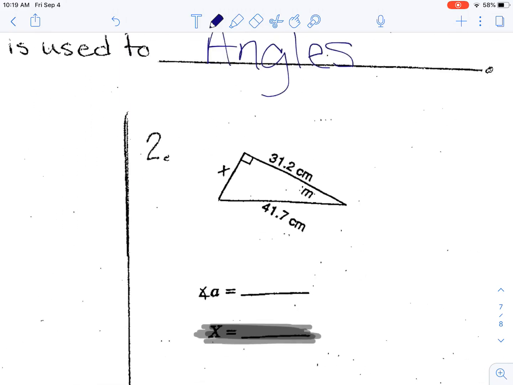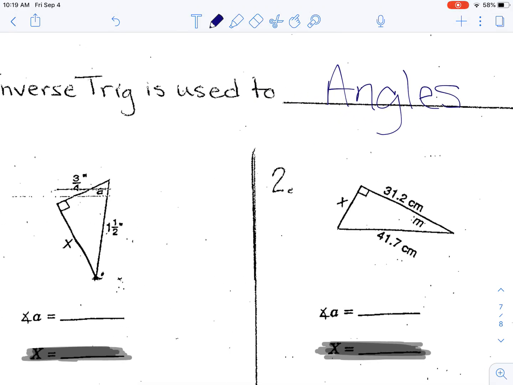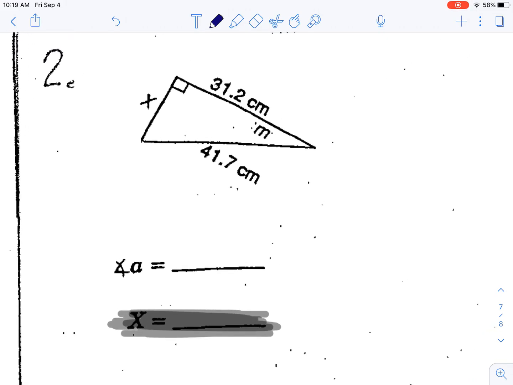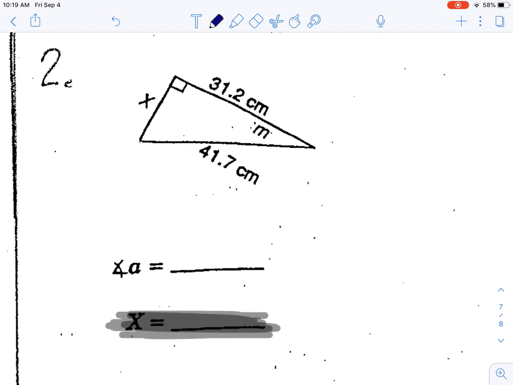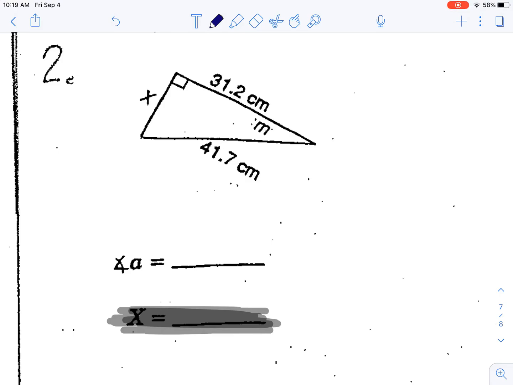So let's look at this one because the first one has fractions in it, and fractions make me nervous. So here's our triangle, okay? And we want to find this missing angle piece. We're given information about the hypotenuse and the adjacent. This piece is the opposite, but we don't know the value of that. So we know the value of the adjacent and the hypotenuse. Do you guys remember which trig function is adjacent and hypotenuse?